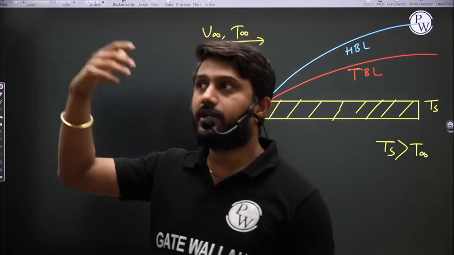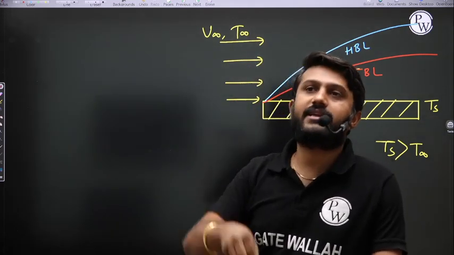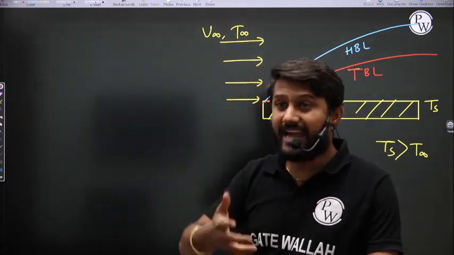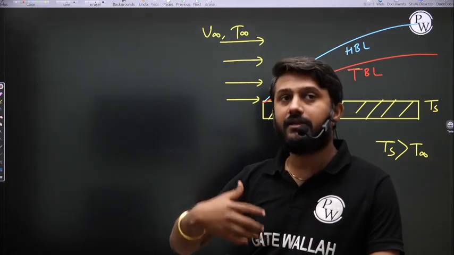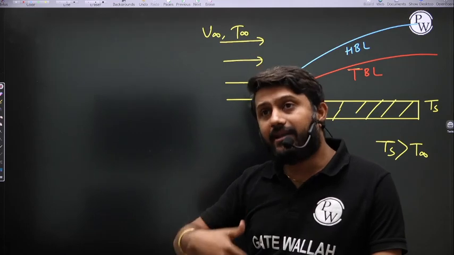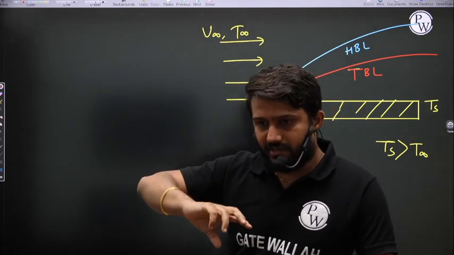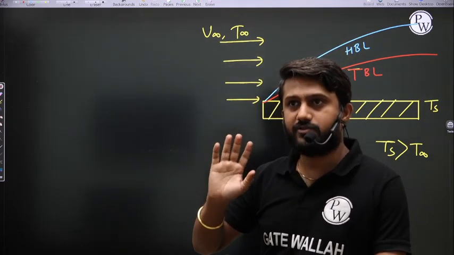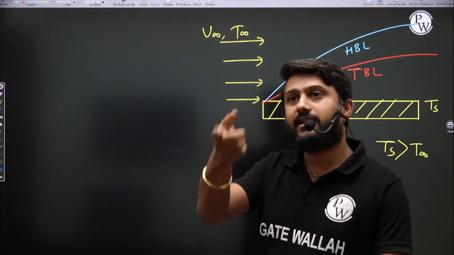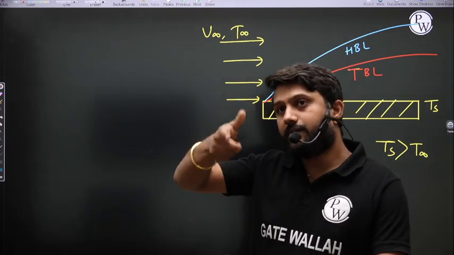For a particular configuration, that is decided by the Prandtl number. Actually, this Prandtl number comments on the relation between the hydrodynamic boundary layer and the thermal boundary layer. So let us assume Prandtl number is greater than 1 or Prandtl number is less than 1. What is the relation between the HBL and the TBL? What is the relation between the hydrodynamic boundary layer and the thermal boundary layer?